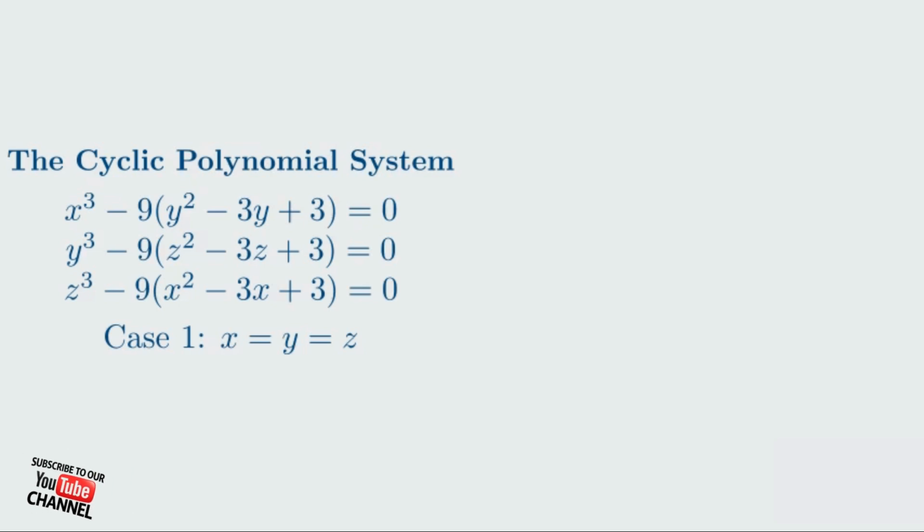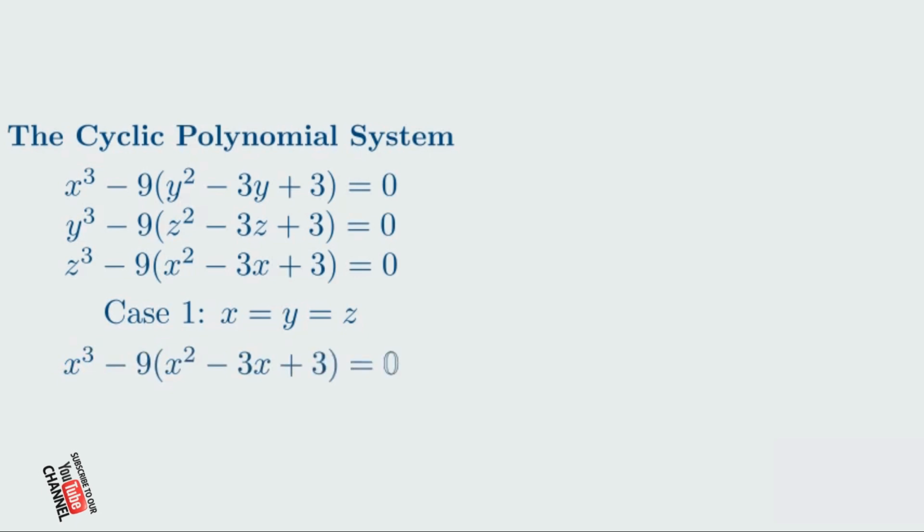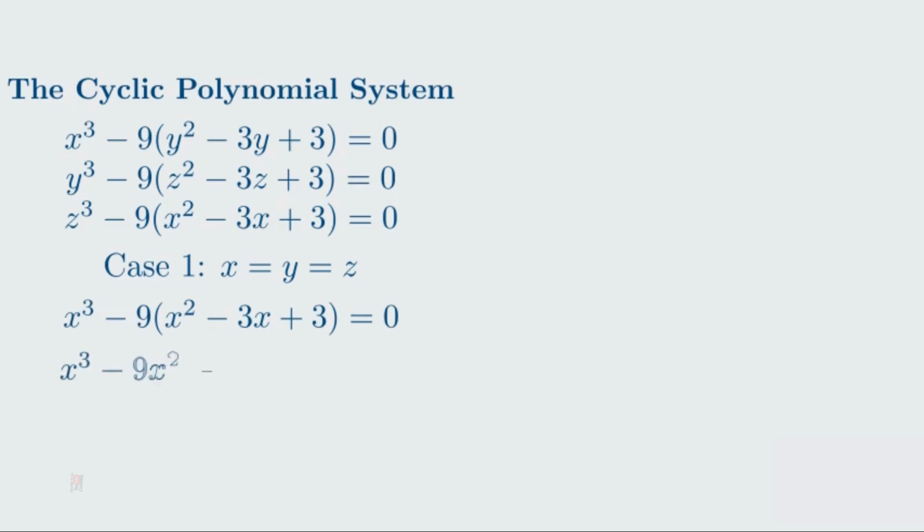Let's substitute y and z with x in our first equation. The equation becomes x cubed minus 9 times the quantity x squared minus 3x plus 3 equals 0. Since all equations are symmetric, if this equation holds, the others must hold as well. Now, let's rearrange this to get a standard cubic polynomial. Distributing the 9 gives us x cubed minus 9x squared plus 27x minus 27 equals 0.